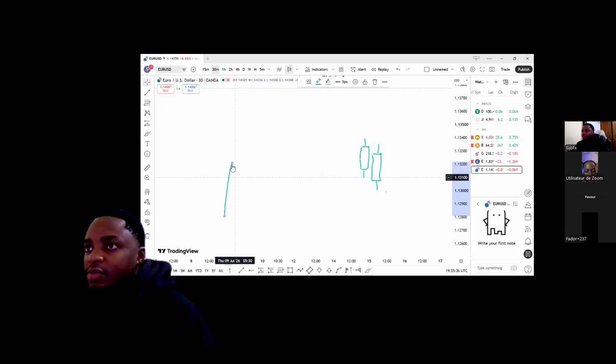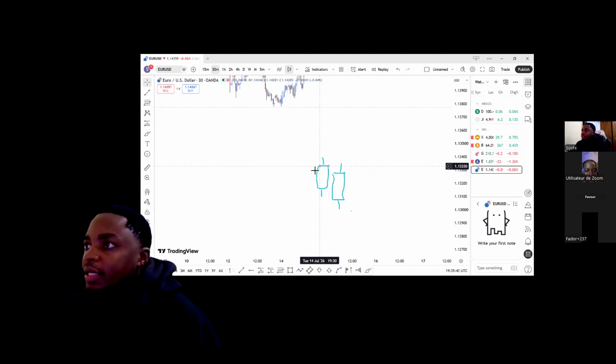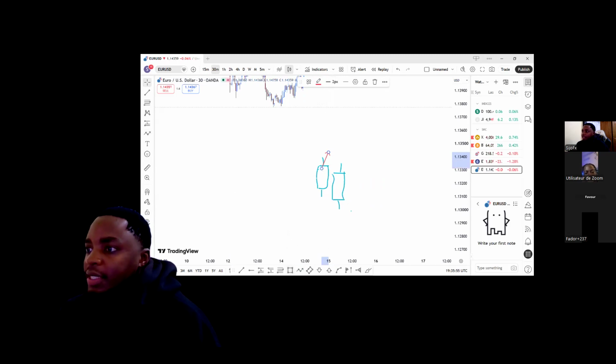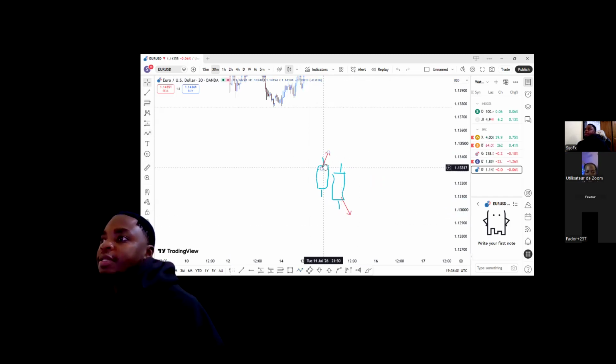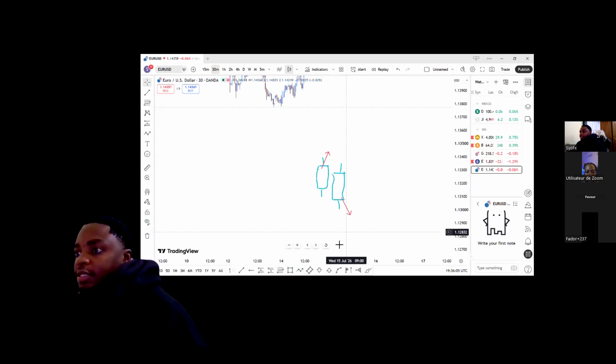So these two candlesticks that we are seeing, they look the same, but they have two names. You can call it a bullish and bearish candlestick. This one is a bullish candlestick and this one is a bearish candlestick.